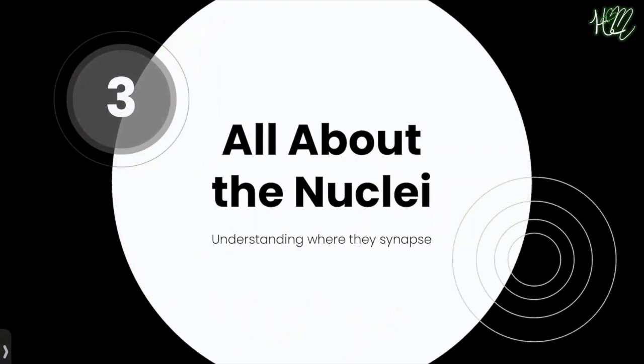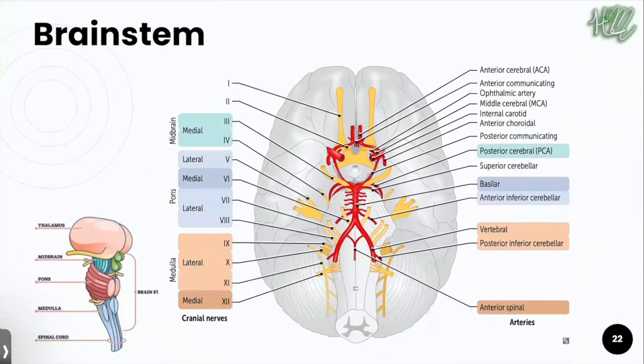All right, so let's hit these nuclei really quick, just again as a friendly reminder of where these things are synapsing. We're going to start with our cranial nerves, because we have a lot of cranial nerves that synapse in our brainstem. We can see that 3 and 4 are part of the midbrain, 5, 6, 7, and 8 are part of the pons, and 9, 10, 11, and 12 are part of the medulla, mostly, right?